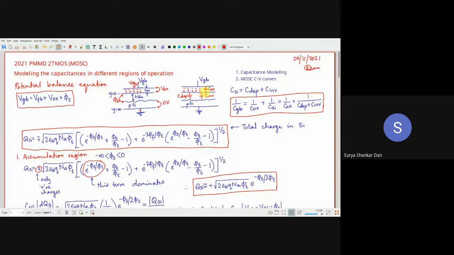When does C inversion come? When you have applied the VGB which is higher than the threshold voltage VT, we will look into VT soon towards the end of this class. What will happen is that the electrons will come and percolate and essentially settle in the interface. So if electrons come, then again they are essentially adding up to the dipoles which we are going to have here. Okay, so that C inversion will come over.